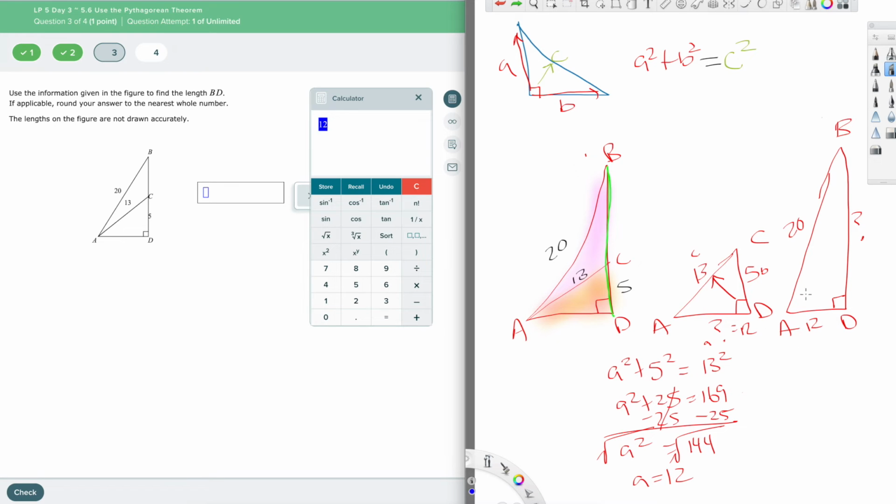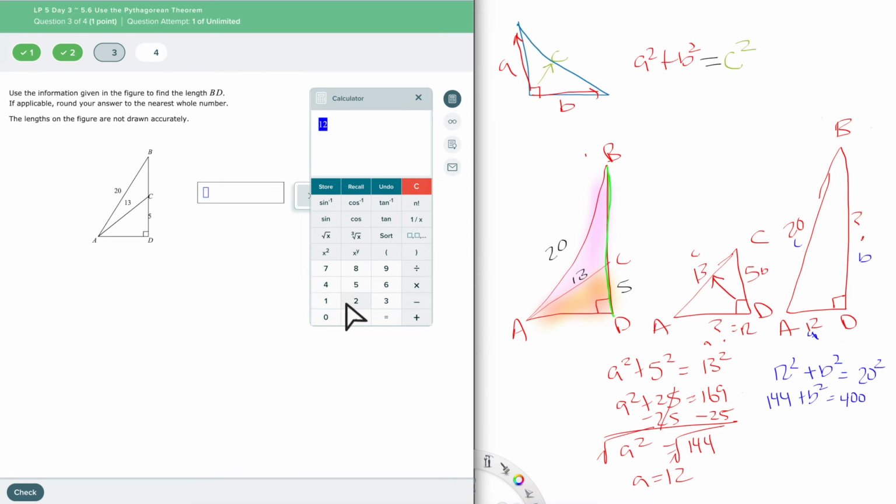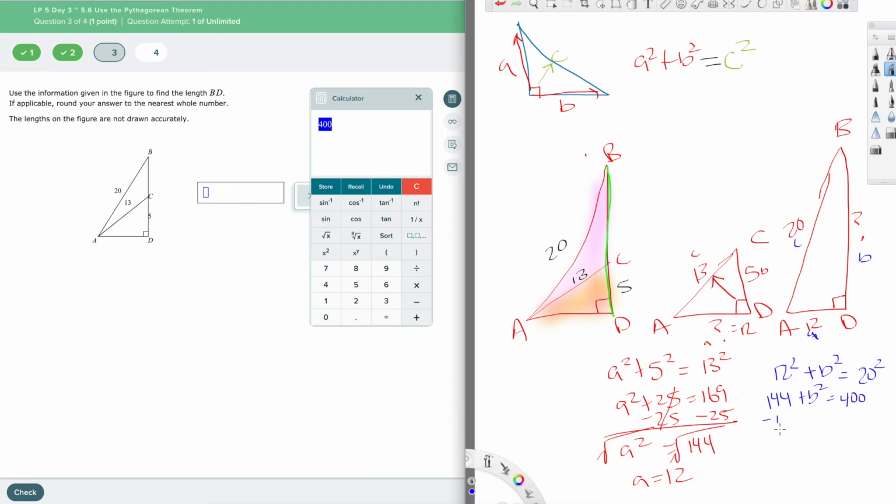So now I have A, B, C. So now A is 12 squared. B we don't know, so I'll leave that B squared. And C is 20. So now I have 144. We just did that, so I'm just going backwards to the 144. B squared equals 20 squared, which is 400. We've done that one a couple of times here in the last couple of videos. So 20 squared. And then I'm going to subtract 144 from both sides.